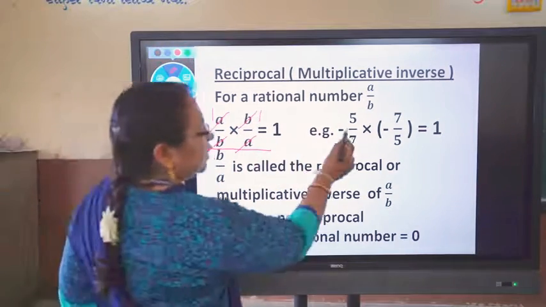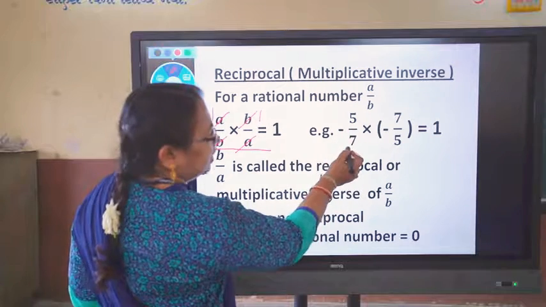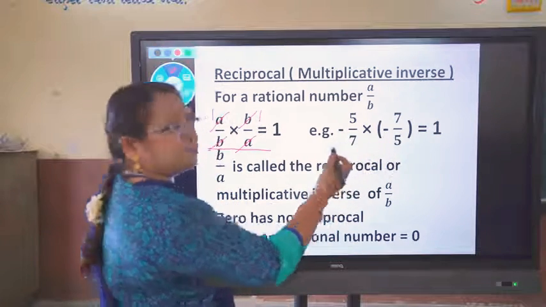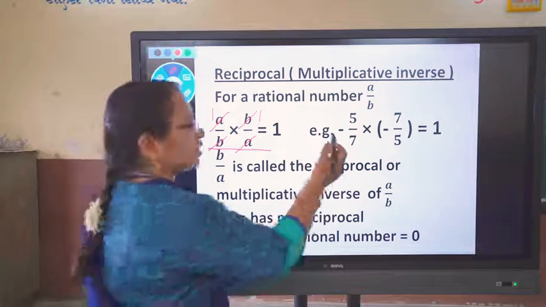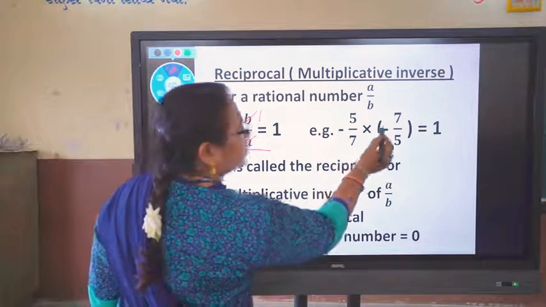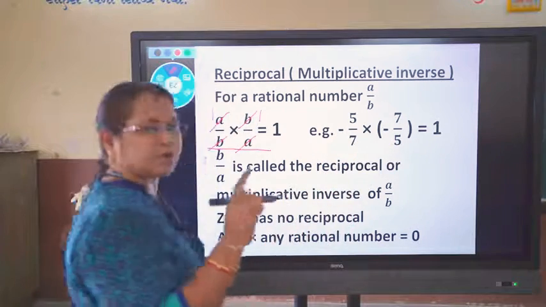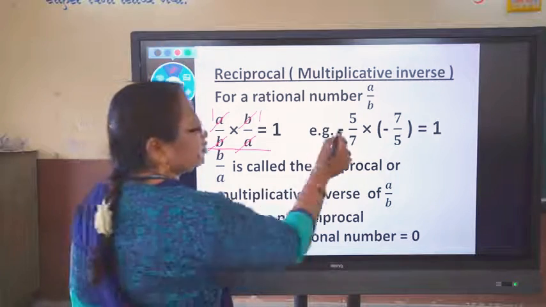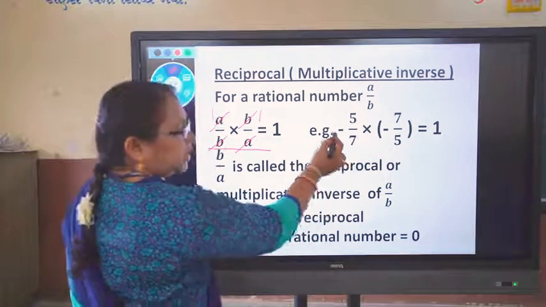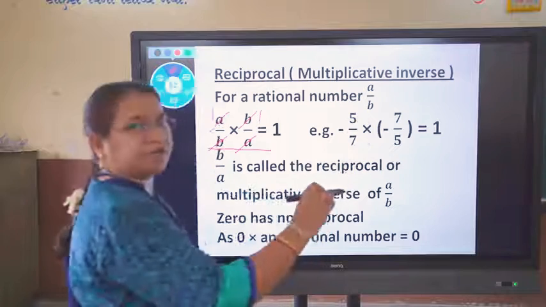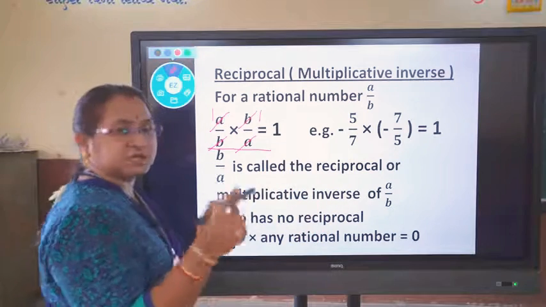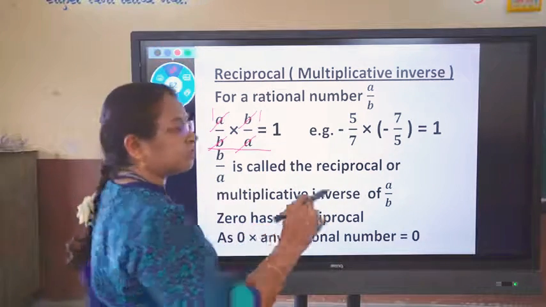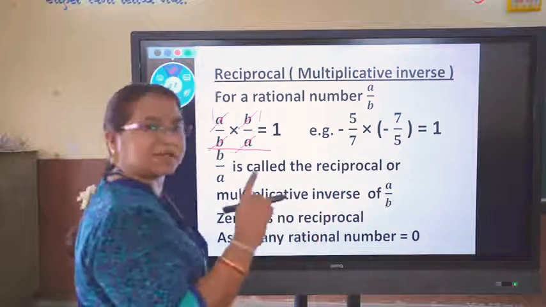If we take one example, 5 upon 7, then what is to be multiplied with 5 upon 7 so that we will get 1? Here I have taken minus 5 upon 7. I took the same sign because we want 1, meaning positive 1. So if our given number is negative, we have to take the same negative number. If the given number is positive, we have to take the same positive number. Then only we will get our answer as plus 1.